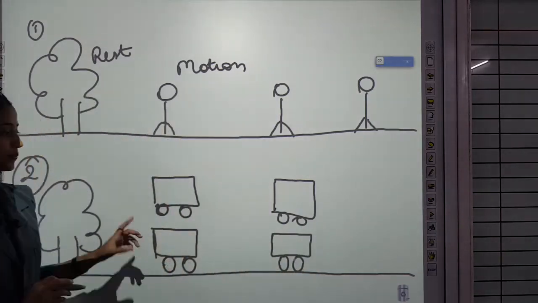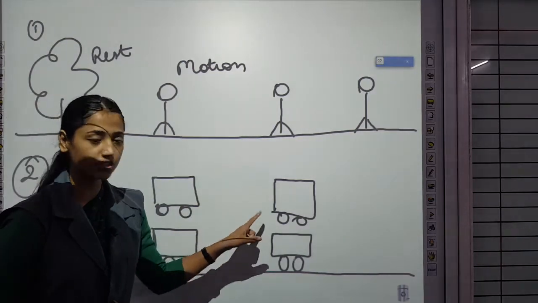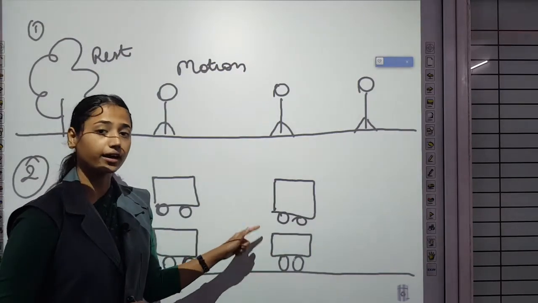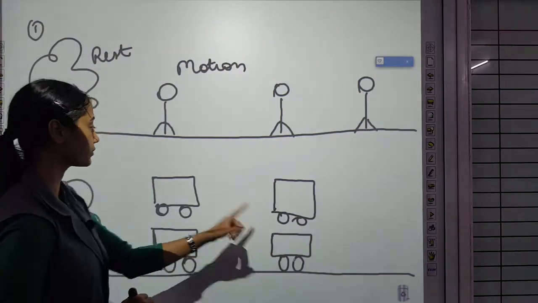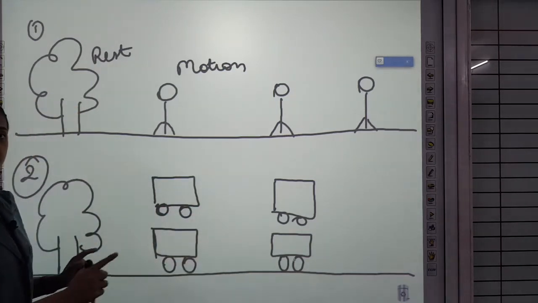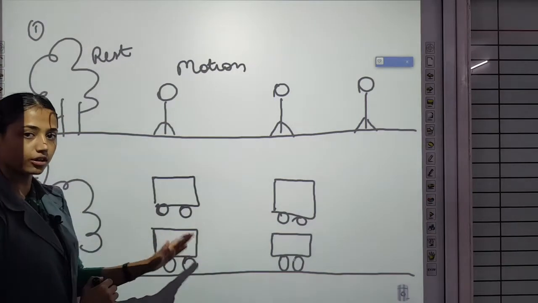Now look closely, with respect to each other, are these cars changing their position? No. With respect to each other, they are at rest. But with respect to this tree, these two cars are in motion, because with respect to this tree, these cars are changing their position. Got it?